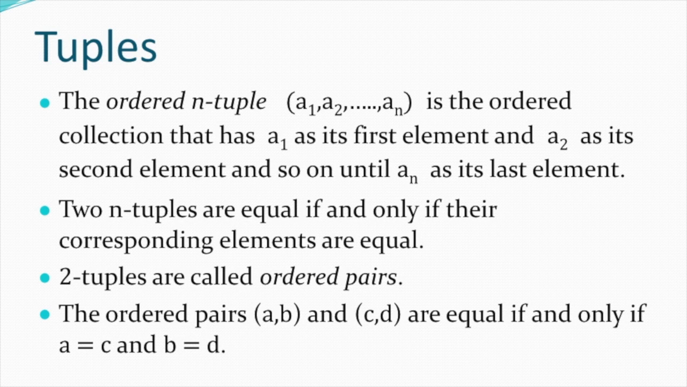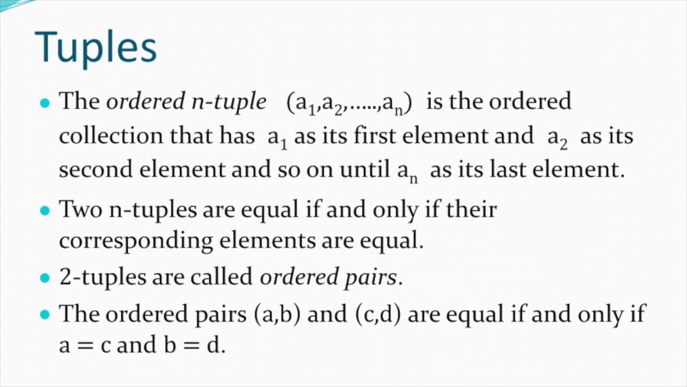Now, two tuples are equal if and only if their corresponding elements are equal. And this is what we call in computer science an inner join, where there is an exact match between the elements of the first row and the elements of the second row.